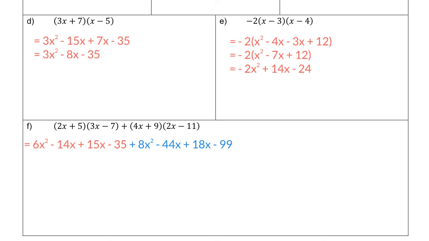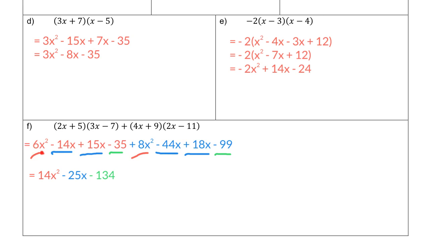Now I just look for like terms. 6x squared and 8x squared are like terms. Minus 14x plus 15x minus 44x plus 18x are all like terms. And then I have my constants, minus 35, minus 99. Those are all like terms.